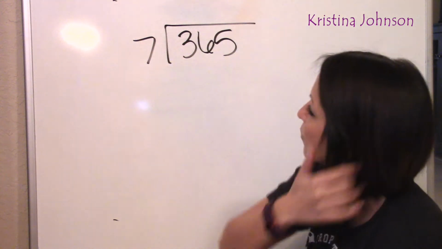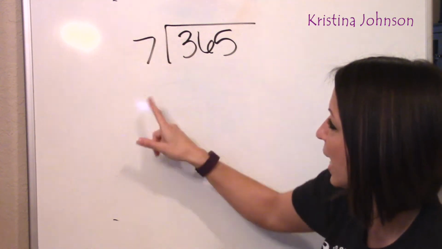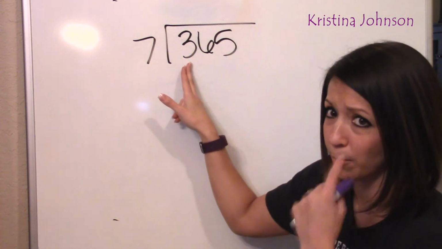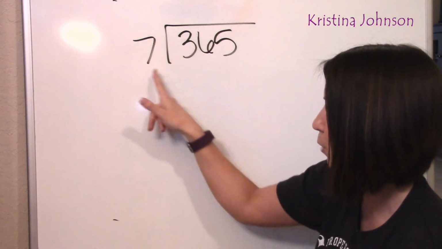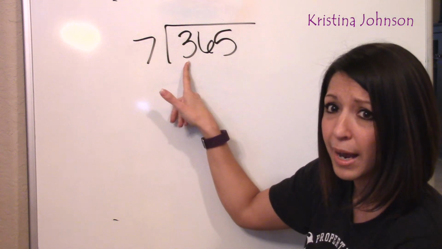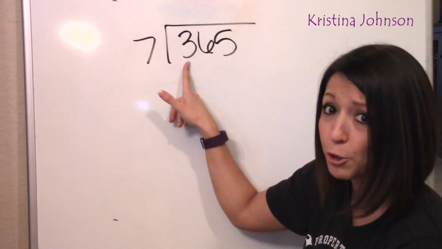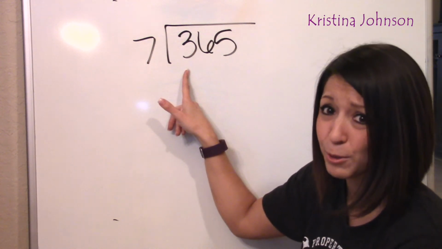So I asked them, how many 7s will it take to get into 3? It's weird because I don't even want to say it that standard algorithm way. How many 7s will go into 3? Because we said no earlier, but that's not really a 3. What is that? It's a 300. And doesn't 7 go into 300? It does. It goes a lot of times.